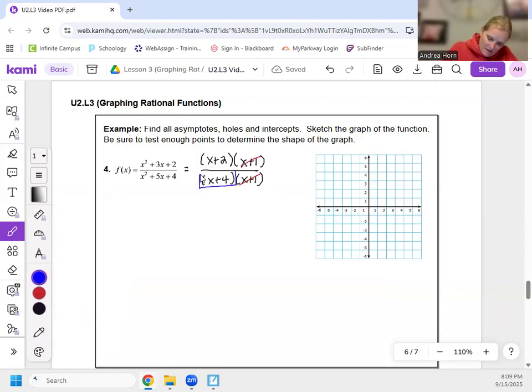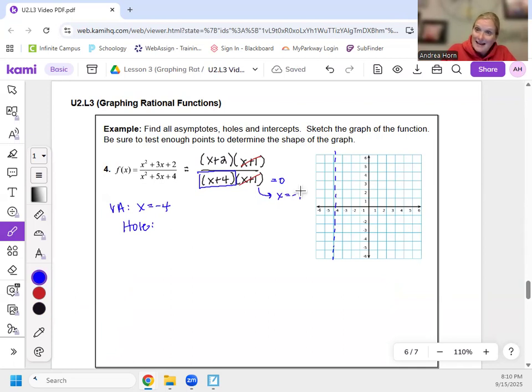Remember, my vertical asymptote is when I set my bottom equal to 0. So the vertical asymptote is going to be x equals negative 4. Drop a little line right there. We just said we are for sure going to have a hole. Remember, a hole is whenever we set the canceled factor equal to 0. So that is x equals negative 1.